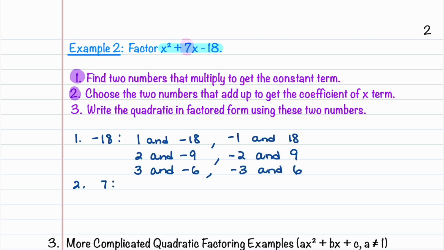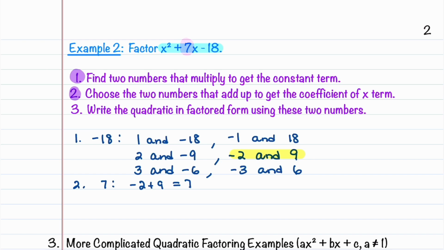So we need to find from these groups of numbers, which of these numbers are going to add up to 7. And as you go through the list, you can see that it's going to be these two numbers right here, minus 2 and 9. So I'm just going to write down minus 2 plus 9 is equal to 7. You don't really need to write that down, but it's just a check to make sure that you pick the two right numbers.